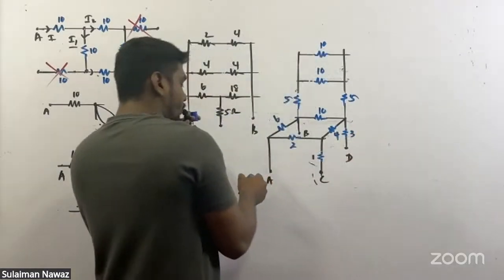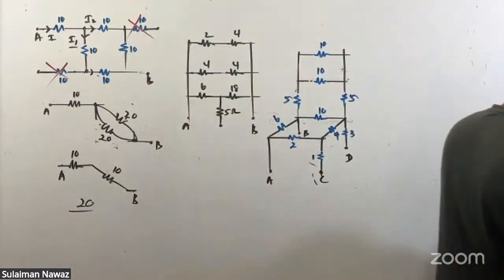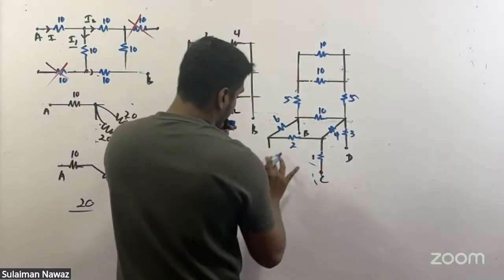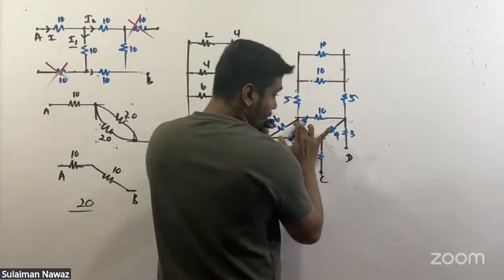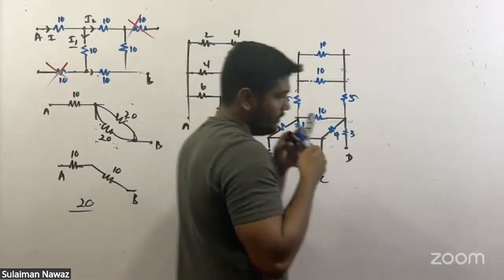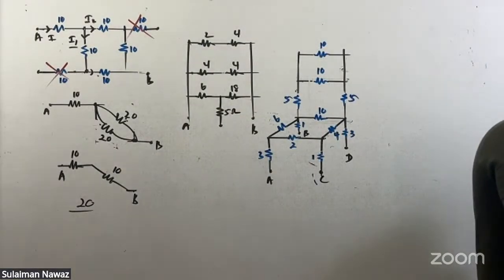Always you want to find the equivalent resistance between A and B. You should find the equivalent resistance between point capital A and point capital B. This is 3 ohms. And here also there is 1 ohm. Find the answer.